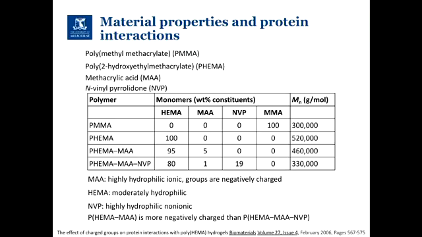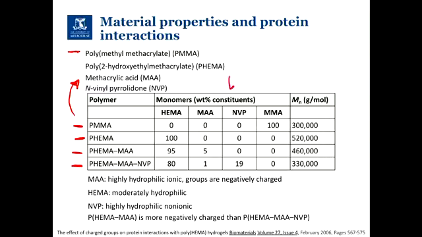So this is an example of looking at different hydrogel materials that are used for contact lenses, and if you change the ratio of them, it changes the overall properties of the material, and then how that affects protein interaction with them. So you have your PMMA, you have your polyHEMA. Then you have copolymers, so polyHEMA and MMA and polyHEMA, MMA, and NVP. And this is just what each of the acronyms stand for.